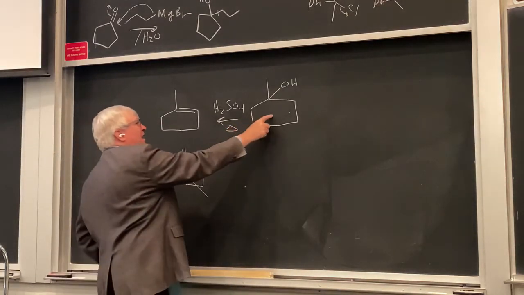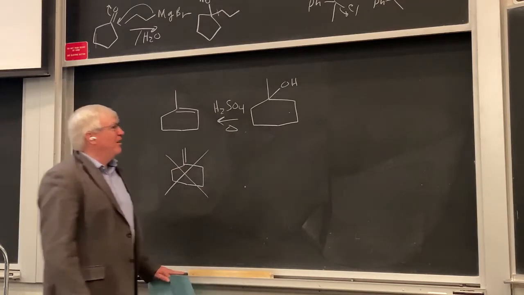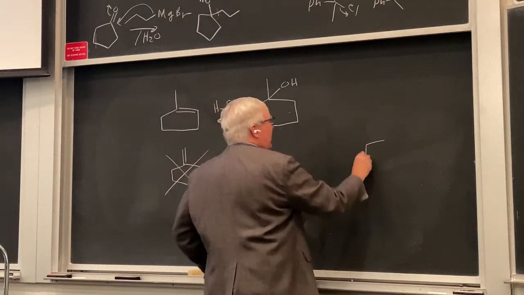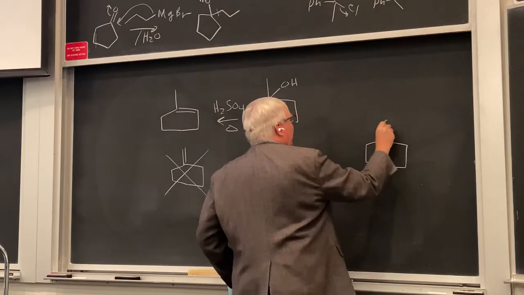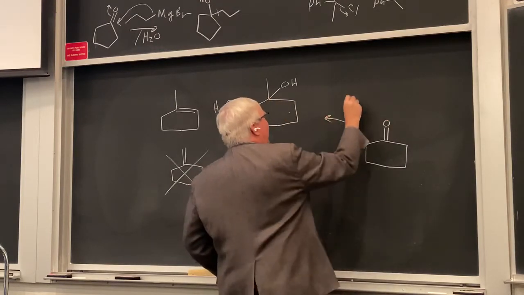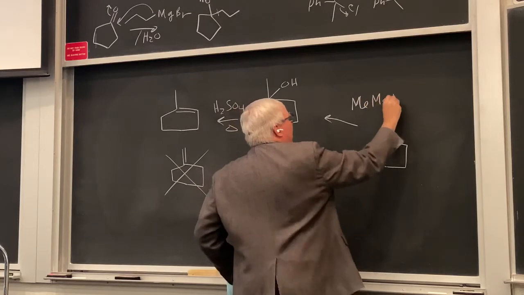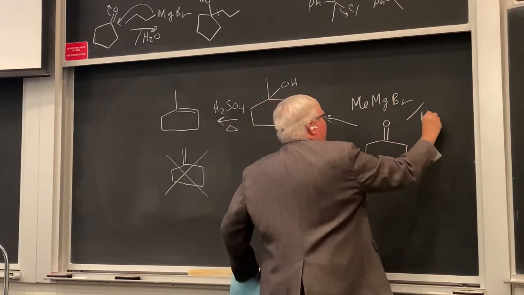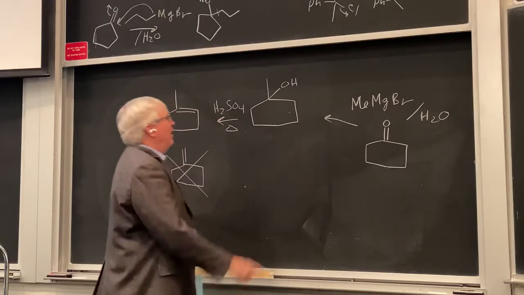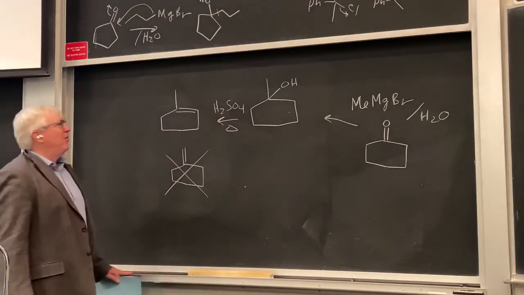So how do we get this from simpler materials? Well, we can make it from the ketone, right? Cyclohexanone, and react it with what? Methyl magnesium bromide, and quench with water. And yeah, that will get us there directly, two steps there.